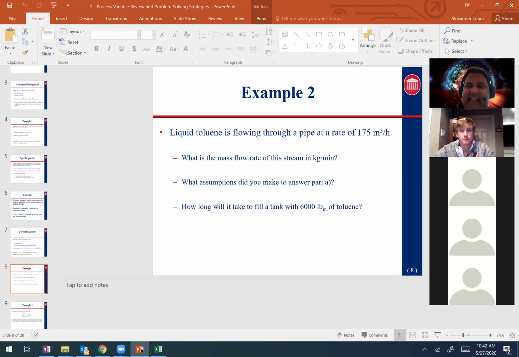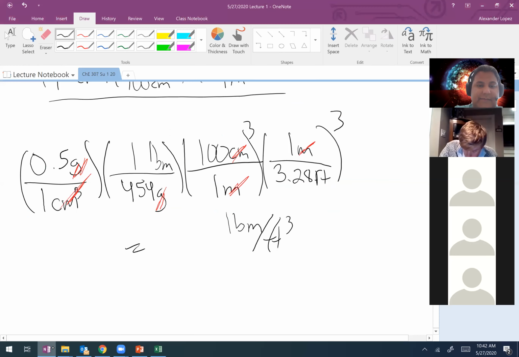So looking at a quick example, if I have liquid toluene flowing through a pipe at about 175 cubic meters per hour, I can ask myself, well, what's that flow rate in terms of kilograms per minute? And how long would it take to fill a tank with 6,000 pound mass of toluene? So let's take a look at this example.